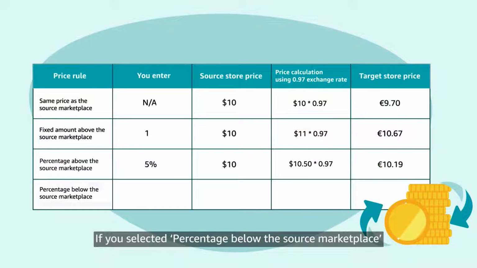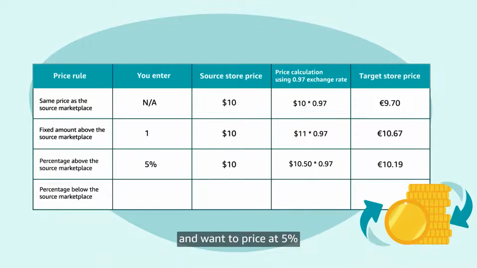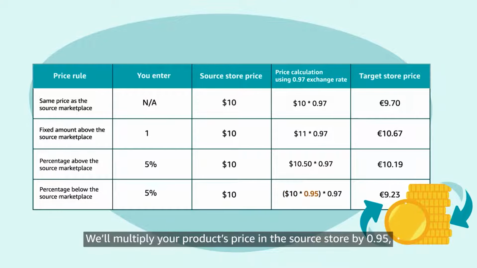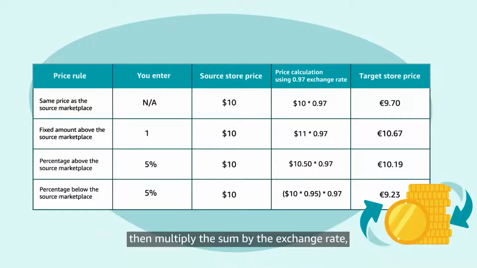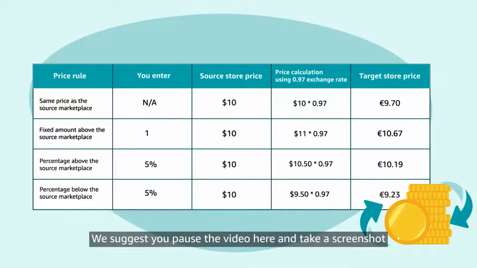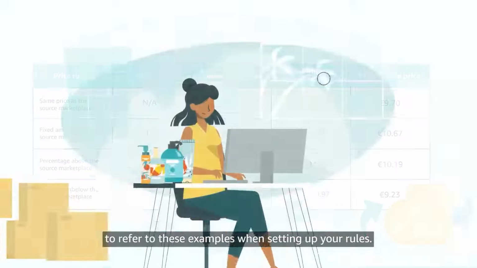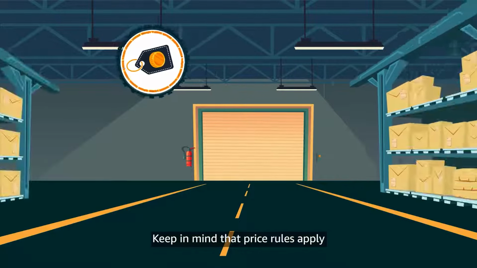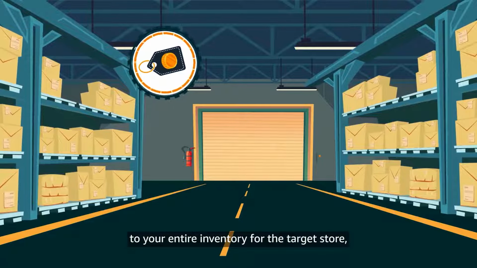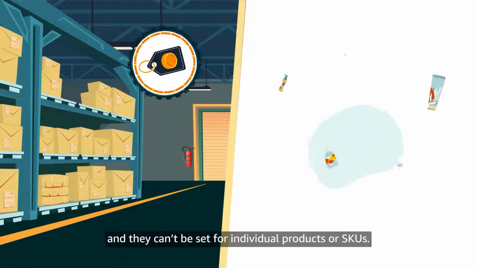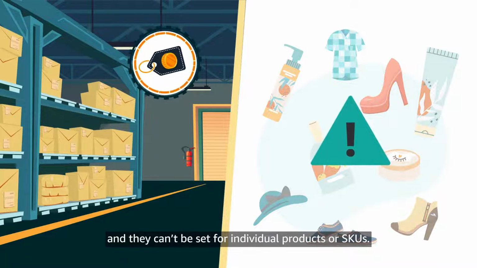If you selected percentage below the source marketplace and want to price at 5% less than the source store, you'll enter 5%. We'll multiply your product's price in the source store by 95 cents, then multiply the sum by the exchange rate, making the price in your Target store €9.23. We suggest you pause the video here and take a screenshot to refer to these examples when setting up your rules. Keep in mind that price rules apply to your entire inventory for the Target store, and they can't be set for individual products or SKUs.